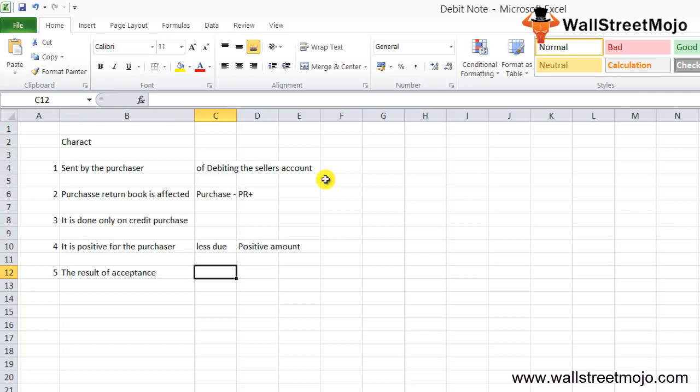Only when this note is accepted by the seller, a debit note has a value. Because after the acceptance of the debit note, the seller issues a credit note over here, which states that debiting of the seller account is accepted and the seller will also make necessary changes in his books of accounts.